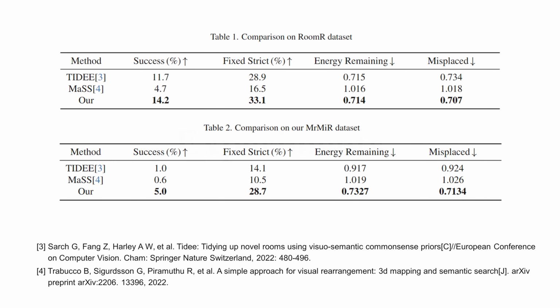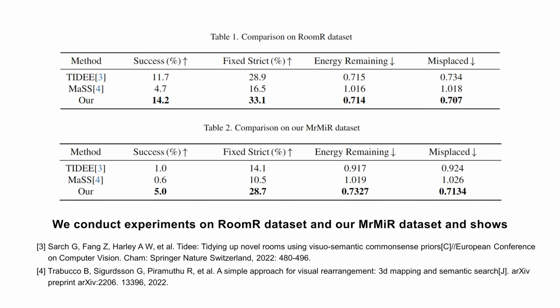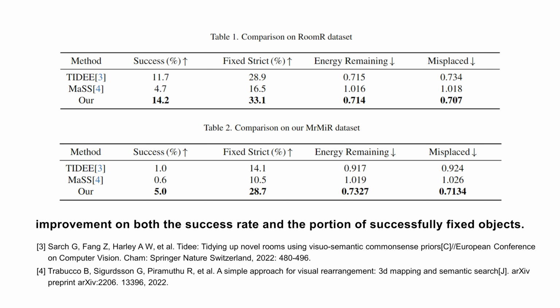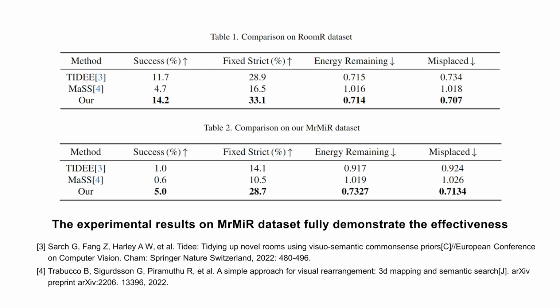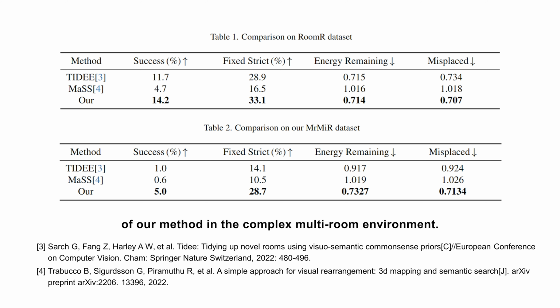We report the quantitative comparisons on the RoomR dataset in Table 1 and the MrMiR dataset in Table 2 with the two state-of-the-art modular methods, MaSS and TIDEE. The experimental results demonstrate the effectiveness of our proposed method.